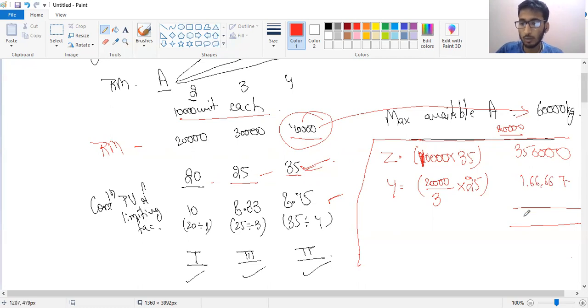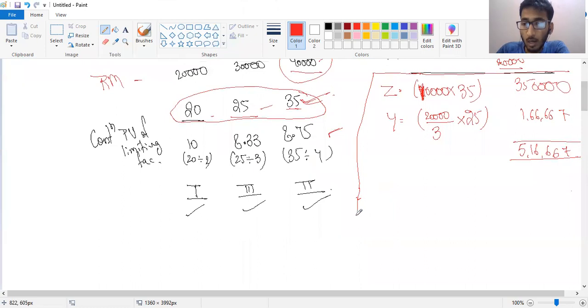166,667. So I would say it would be 516,667. Now this is the normal scenario. I'm not taking into consideration the product limiting factor; I'm just doing it as per the normal scenario, which, before this lecture, we might have been doing like this.